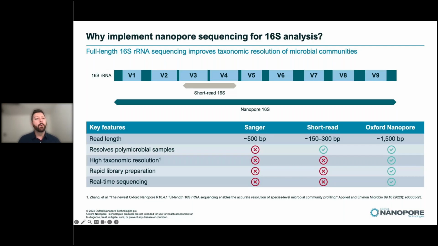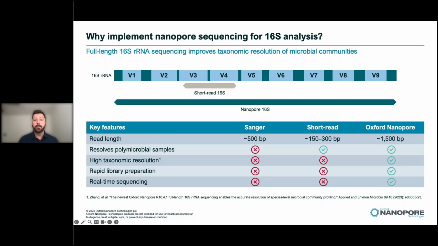What we're showing here is if you look at the 16S rRNA gene, you'll know that it's a long region, and it has hypervariable regions within that gene. Now, classically, if you're using short-read 16S sequencing, it's limited by the read length. And generally speaking, that will only allow you to capture maybe one or two of those hypervariable sites within that gene. Effectively, this limits your ability for taxonomic assignment.